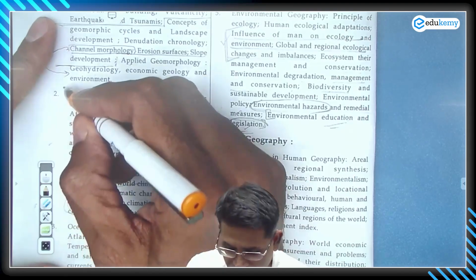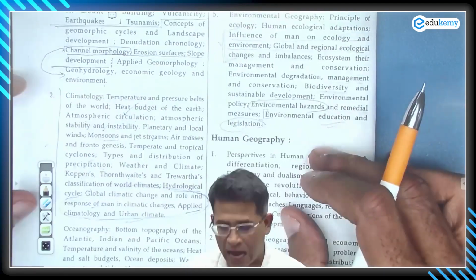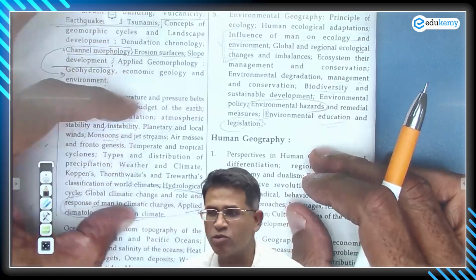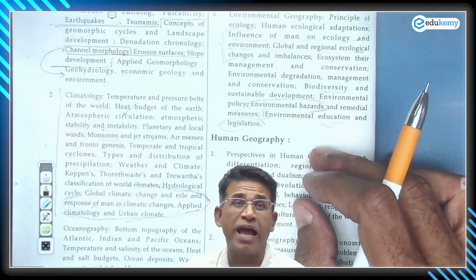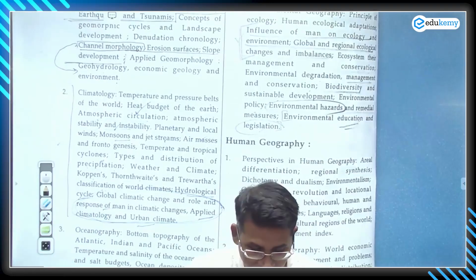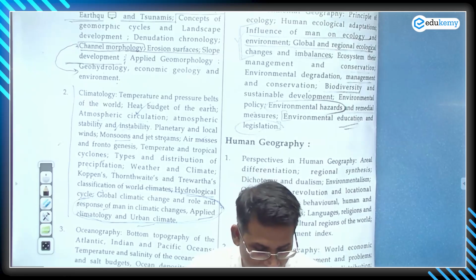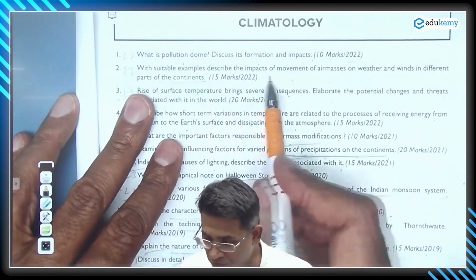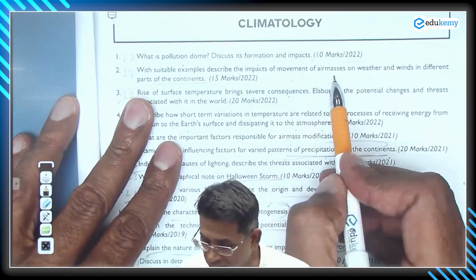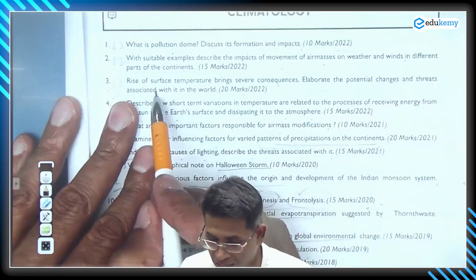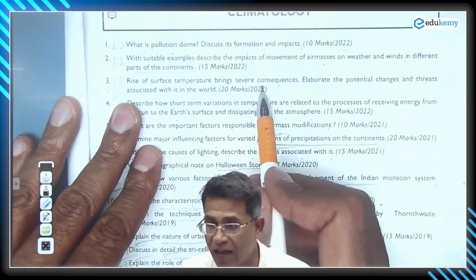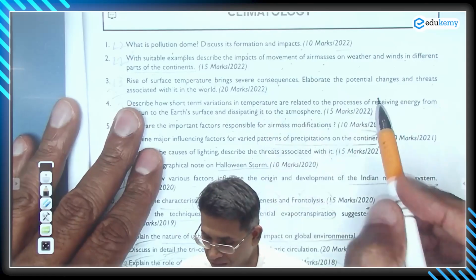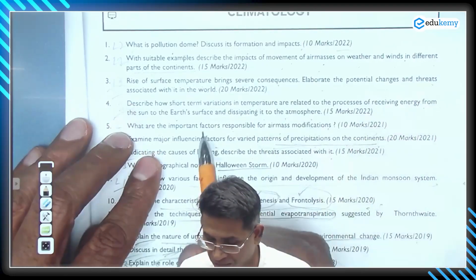Okay, so I believe in terms of topics, आपके पास सब में कुछ ना कुछ notes होगा. You are not supposed to be blank at this stage. Okay, last 2-3 साल का देखो आप. What is pollution dome? Examples of impact of air mass movement on winds and weather. Rise of surface temperature and consequences. What are the changes and so on.